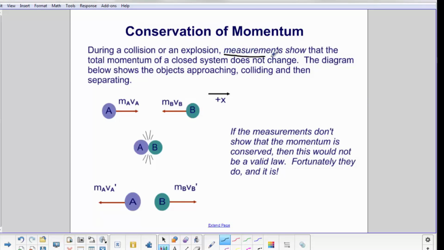Measurements. During a collision or an explosion, measurements taken show that the total momentum of a closed system does not change. So not only is that the theory, it's been experimentally proven over and over and over again.